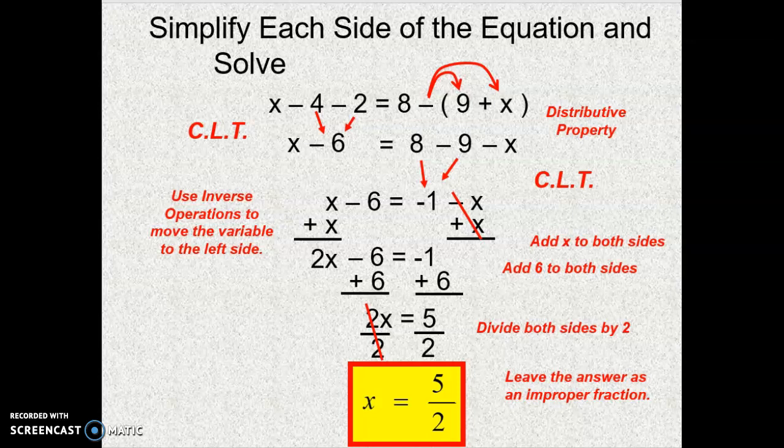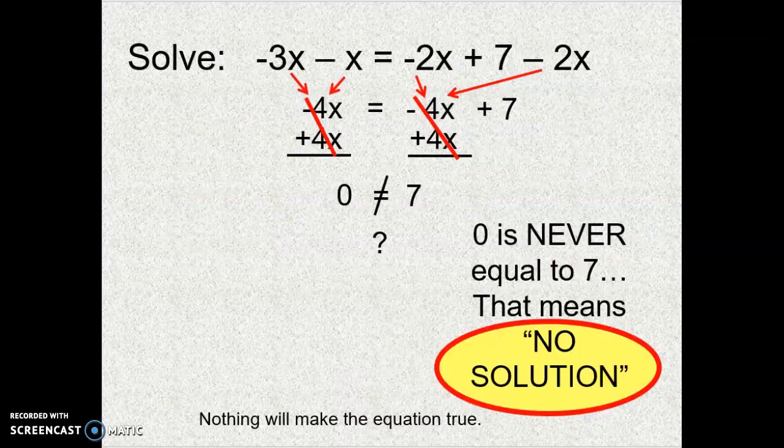The inverse operation tells me to divide by 2. So when I divide 2 divided by 2, I get 1, which is just 1x or x, and then I get 5 halves. I can leave my answer as an improper fraction, or I could write it as a mixed fraction, or even as a decimal, depending upon what the directions ask me to do. All right, let's take a look at another one.